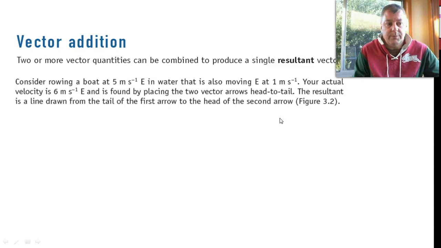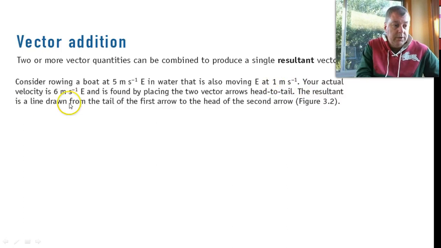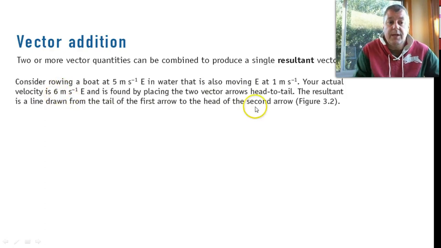Let's do another example. In this case, a rowing boat travelling at 5 meters per second east. It's being helped by a current which is also moving to the east, but only at 1 meter per second. So you're paddling downstream, for example. Now, we would know that this would be a velocity of 6 meters per second, but how do we actually work that out? Well, we use what's called the head to tail technique, and that's where we draw a line.